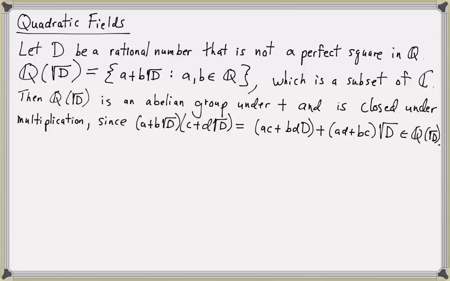So therefore we see that this set is actually a subring of the complex numbers. And this subring is commutative, and the identity 1 is an element of the set as well.